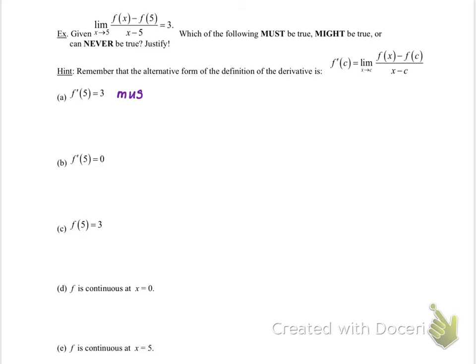So this one must be true. The second one, that derivative can never be true because we've already decided it's 3, and 3 does not equal 0. We have no idea what the value of f at 5 is, so that might be true. We have no way of knowing. And must it be continuous at x equals 0? We're talking about the derivative at 5, so we don't know that much about what's happening at 0, so that might be true.